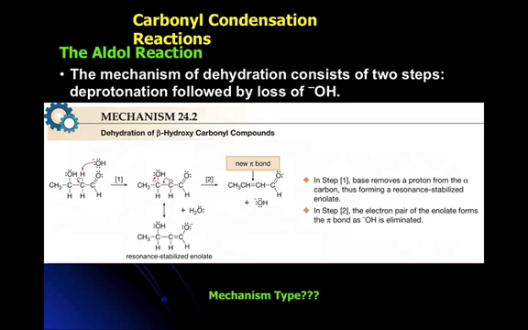I don't know if they actually talk about that in your book, but nonetheless, that's what it is called, E1CB. And it stands for elimination, unimolecular, and CB stands for conjugate base. That's right. So that's how I know I'm going to get an anion as the intermediate. Okay?